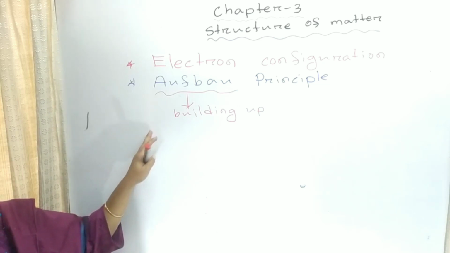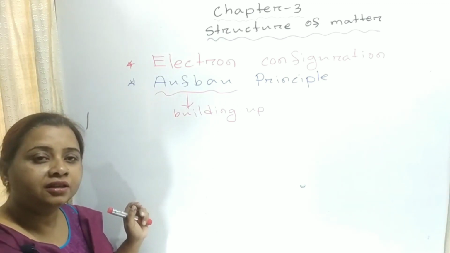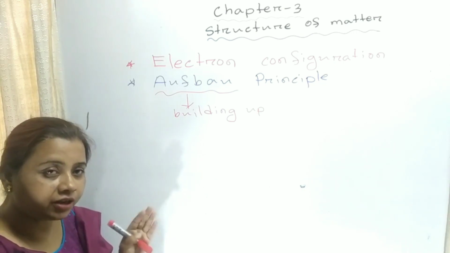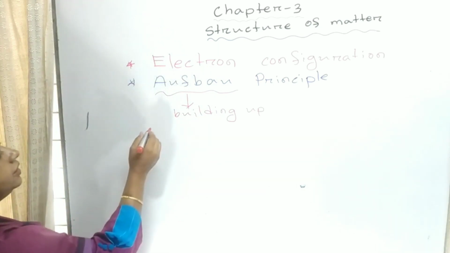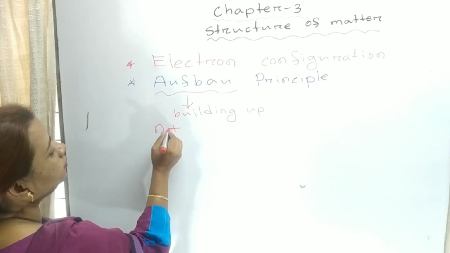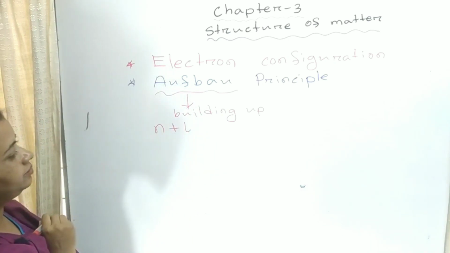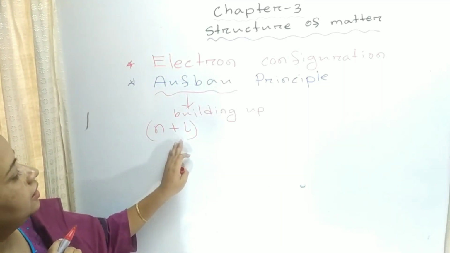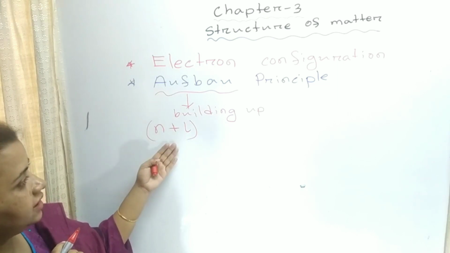Before that, let me say the principle clearly. Aufbau principle: the electrons at first will enter into lower energy level, then to higher energy level according to the above principle. So we can determine whether it is a higher or lower energy level by n plus L. Through this formula we can understand whether the energy level is higher or lower.